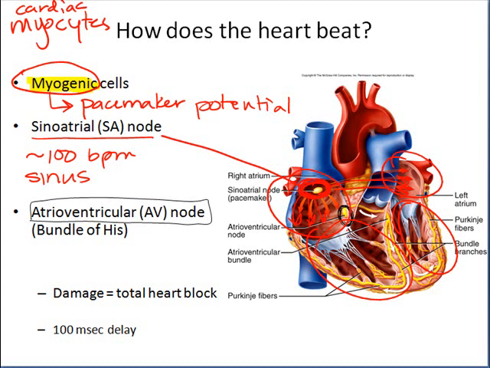So the atrioventricular node is what helps to delay the signal just briefly. And it does it in a really simplified manner like this.